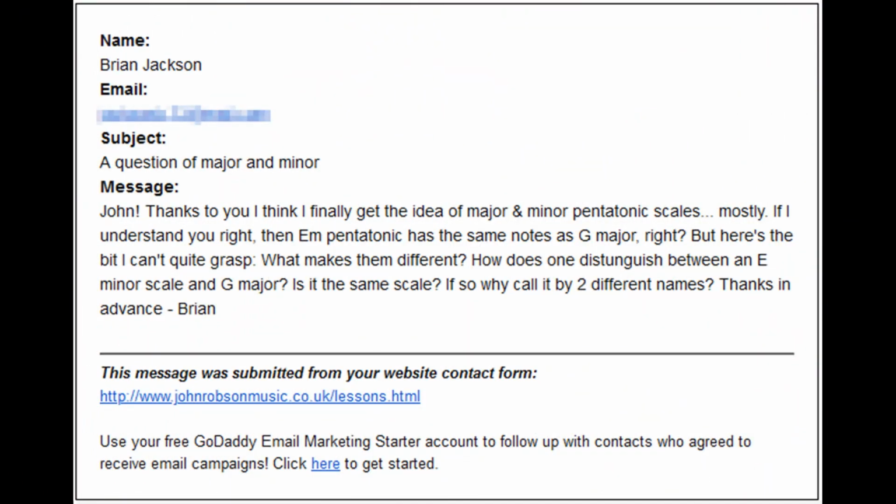One chap called Brian, who got in touch via the website, came with this question. John, thanks to you, I think I finally get the idea of major and minor pentatonic scales. Mostly. If I understand you right, then E minor pentatonic has the same notes as G major, right? But here's the bit I can't quite grasp. What makes them different? How does one distinguish between an E minor scale and G major? Is it the same scale? If so, why call it by two different names? Thanks in advance, Brian. So, the whole issue of major and minor pentatonics.